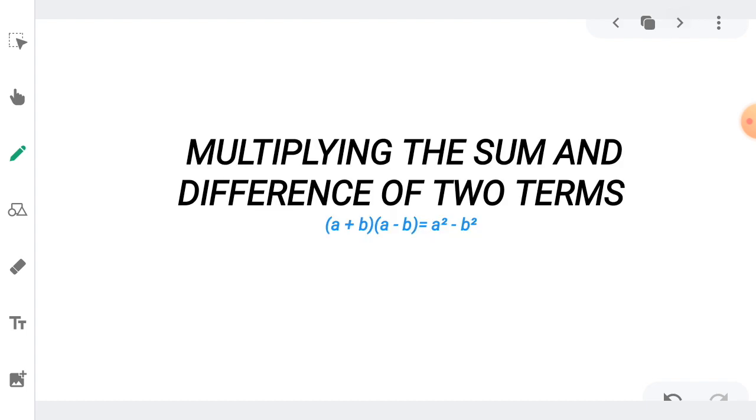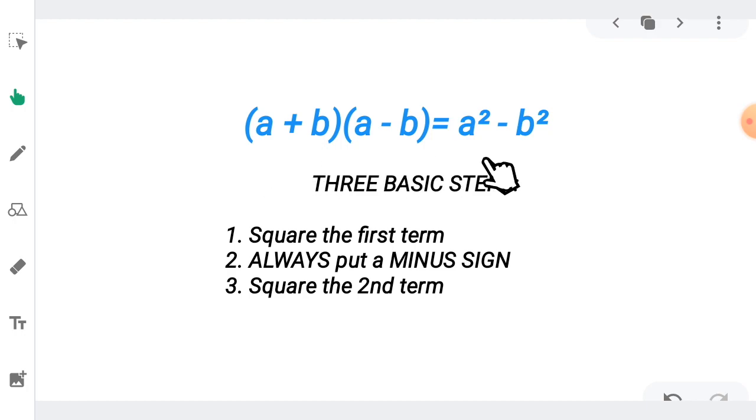Next, under the special products is multiplying the sum and difference of two terms. So in multiplying the sum and difference of two terms, it is in the form of opposite. So a plus b times a minus b is equal to a squared minus b squared. As we noticed, in this form there are three basic steps to follow. First is squaring the first term, which is a squared, and then always put a minus sign between them as the operation. So a squared minus, and then in getting the second term, we need to square the second term, which is b.